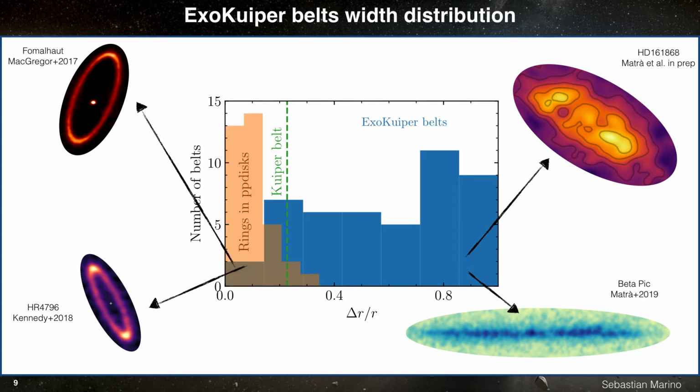It is also interesting to compare the width distribution with the distribution of widths of rings in protoplanetary disks, that here are overlaid in orange. We find that most exoKuiper belts are much wider, and thus planetesimal belts cannot simply be formed in those narrow rings in protoplanetary disks. Some additional ingredient is really missing. Alternatively, maybe these wide belts are made of multiple rings which we have not been able to resolve yet.